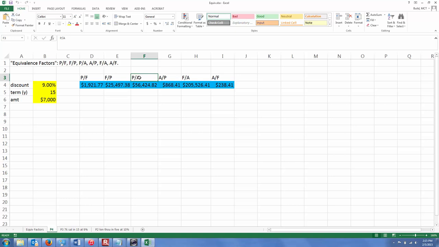Now, you can combine them in six different ways. So you can look at the present value based on what you know the future is going to be. You can look at the future value based on what you know the present is. You can look at the present based on the annuity, what it is chopped up. You can look at the annuity based on what it is now. You can also look at what the future is based on the annuity and the annuity based on the future. There's sort of six different ways of looking at money.